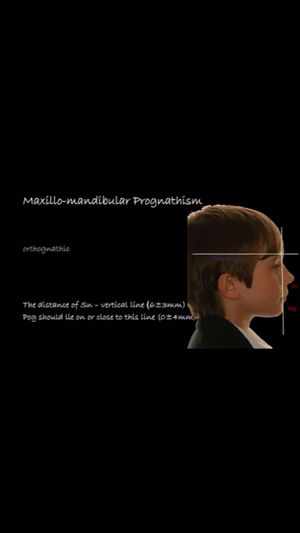Then we have maxillomandibular prognathism. The measure should be the distance of subnasale to the vertical line, 6 plus or minus 3 mm. So in this patient it is approximately 3 mm, and pogonion should lie on or close to this line, 0 plus or minus 4 mm. So we can see the pogonion here is at the same level as the line, so it is within normal range and it is orthognathic.